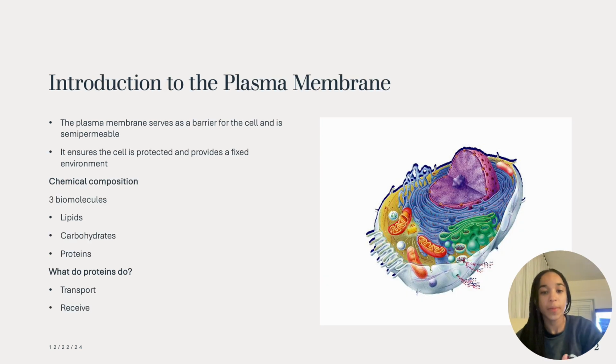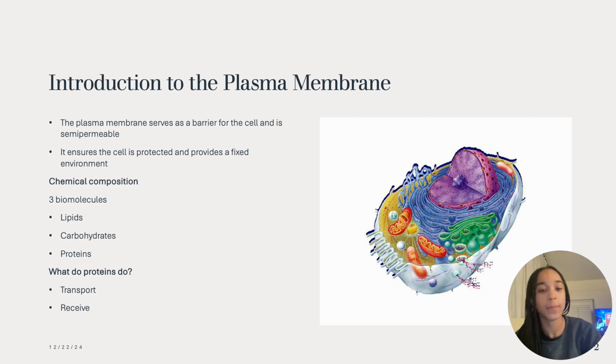So to begin, the plasma membrane also serves as a barrier for the cell and is semi-permeable. Semi-permeable means that it controls what materials can come in and out of the cell. This is essential to the protection of the cell and provides a more stable environment. This stable environment contributes to the homeostasis of the cell because it keeps out unwanted materials.